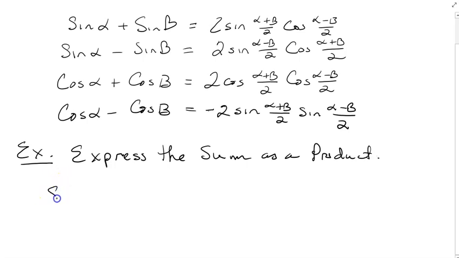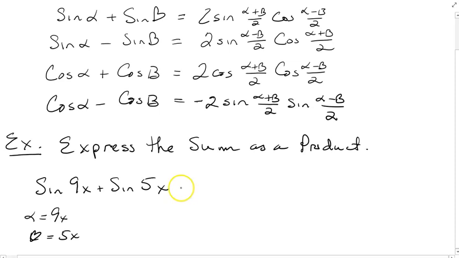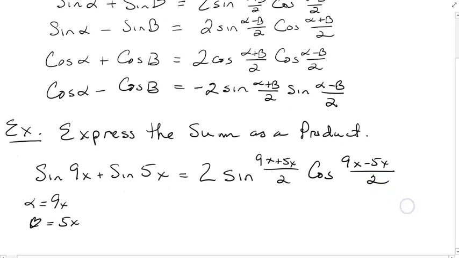So let's suppose I had sine 9x plus sine 5x. Well, let's identify our alpha is 9x and our beta is 5x. So we're going to apply that top formula because it's sine plus sine. So it's just simply going to be 2 sine of (9x plus 5x) over 2 cosine of (9x minus 5x) over 2. Now, 9x minus 5x is going to yield a positive number, but do apply those even odd rules if you get a negative.